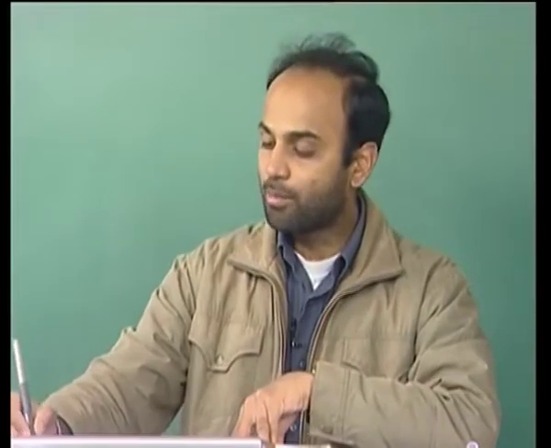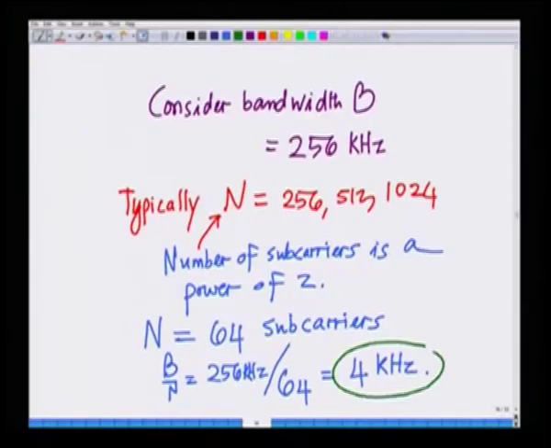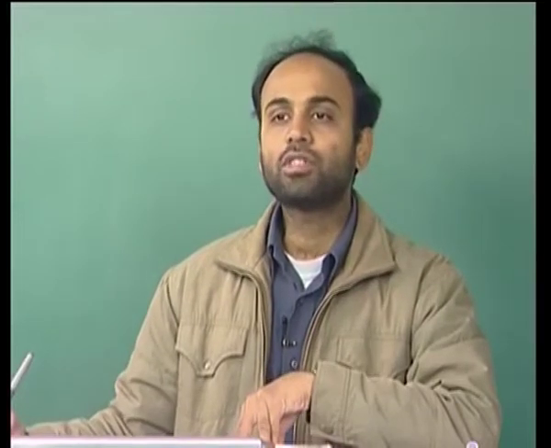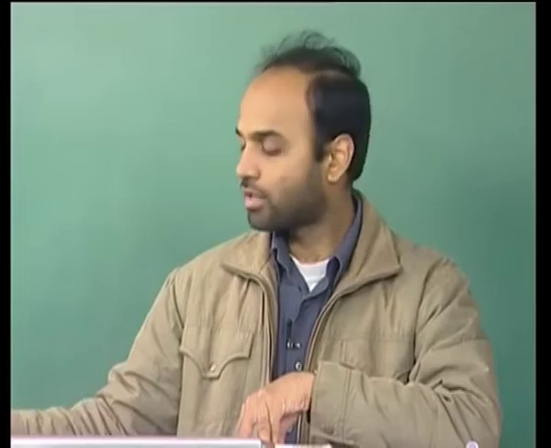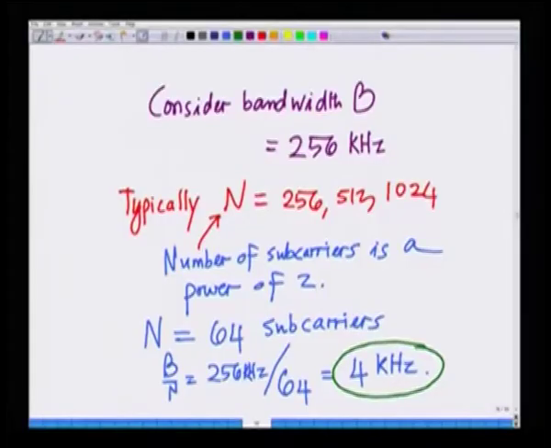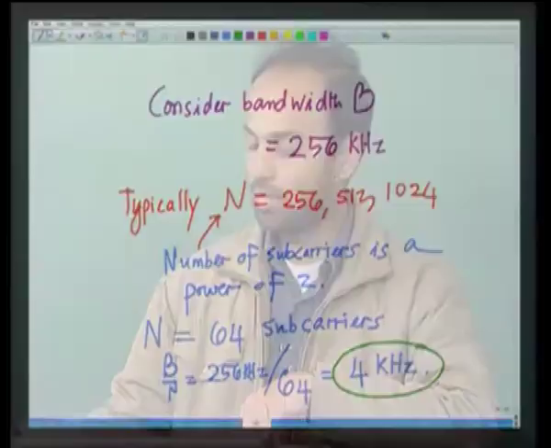So, in this example where I am employing a total bandwidth of 256 kilohertz, I am dividing it into 64 smaller sub bands, and each of those sub bands has a bandwidth of 256 divided by 64, which is equal to 4 kilohertz. Alright. So, each of those sub bands has a bandwidth of 4 kilohertz, and that is what we are saying here essentially.